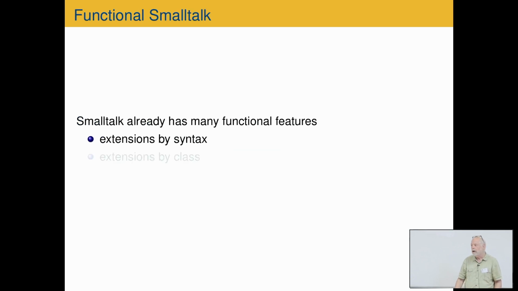So Smalltalk already has many functional features. In fact, some people would argue that it is one of the first languages to have functional features because it had closures. Except they weren't proper closures for a long time in all contexts. So what I'm going to talk about today are two kinds of extensions to this. One is extensions of syntax, and the other is extensions by adding methods to various classes to make more functional programming convenient.